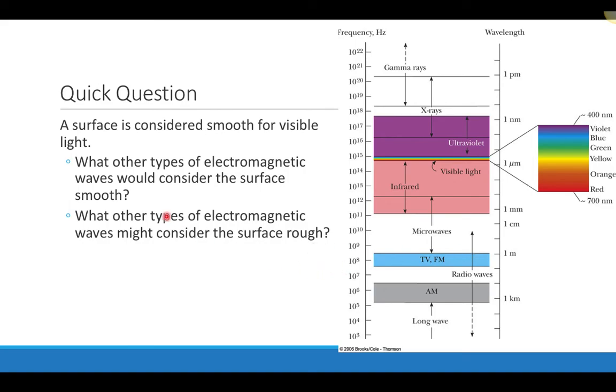Essentially you could ask this question for anything on here. I could say a surface is considered smooth for microwaves. So here's microwaves. What other electromagnetic waves would consider the surface smooth? Anything that has a larger wavelength than microwaves, so anything below here: radio waves. And what other electromagnetic waves might consider it rough? Anything above: infrared, visible light, ultraviolet, X-rays, anything above microwaves in terms of smaller wavelengths.